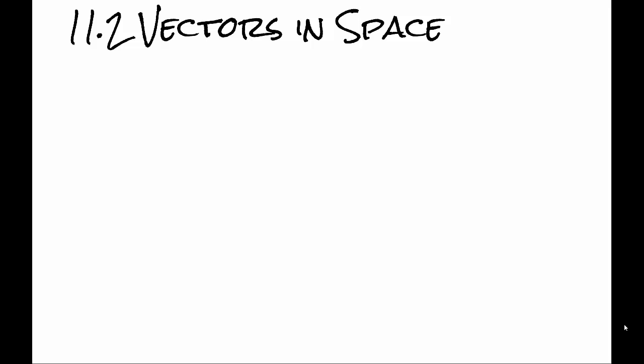Okay, this is section 2, Vectors in Space from chapter 11. This section we are looking at vectors in 3 dimensions. So all of the formulas that we're going to be using are the same formulas we learned in chapter 6 when we talked about vectors originally. It's just now they're in 3 dimensions, so we're adding that third component having to do with the z-axis.